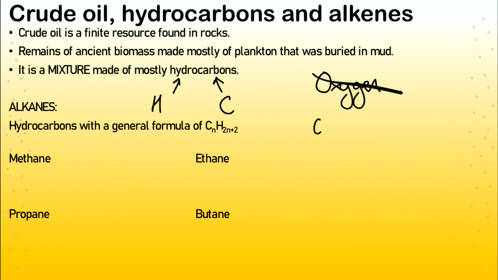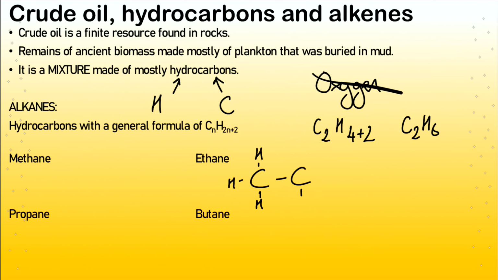The n refers to the number of carbons, so if we have C2, we have 2 carbons, and the number of hydrogens is 2 times n, which in this case is 2. 2 times 2 is 4, plus 2 gives us 6, so it'd be C2H6, which is actually the formula of ethane. So it looks like this.